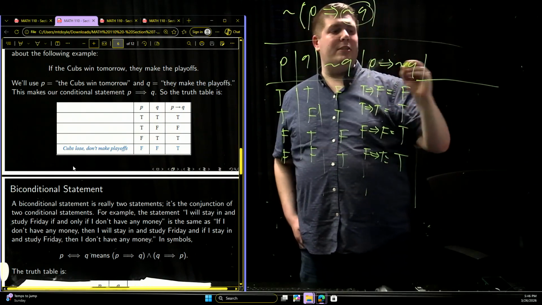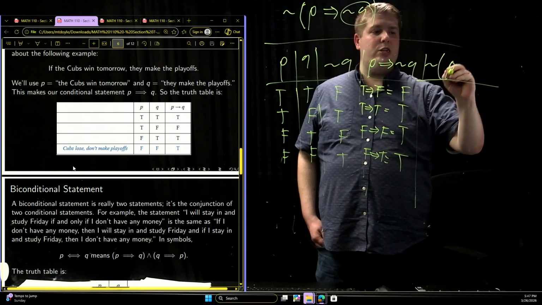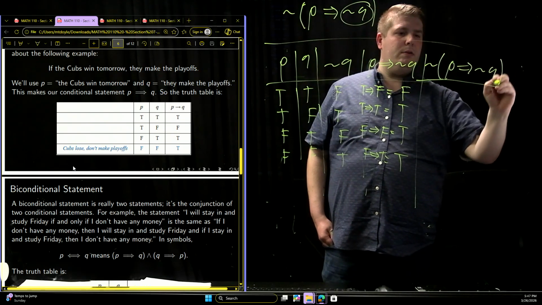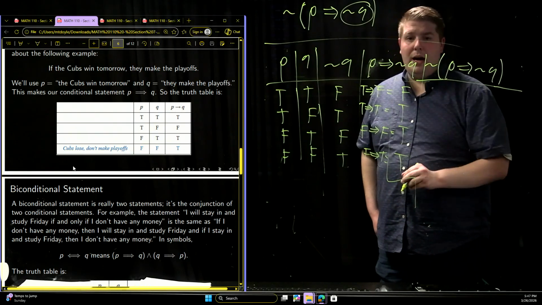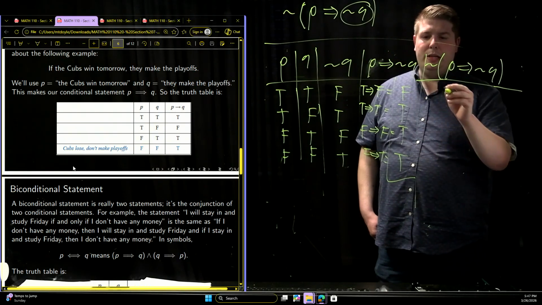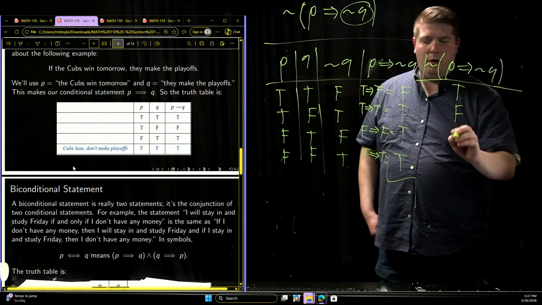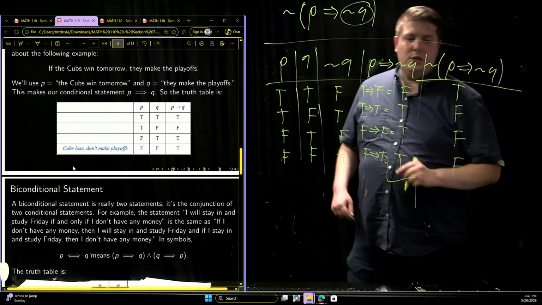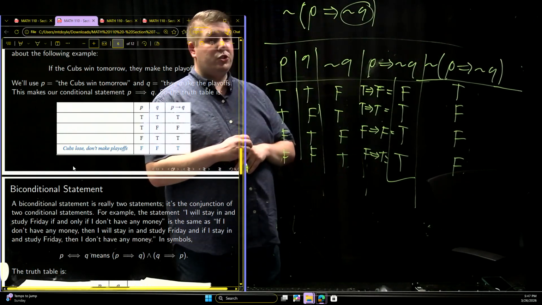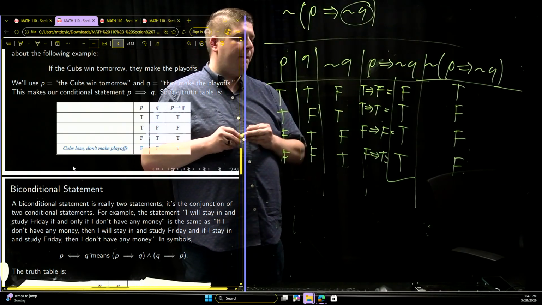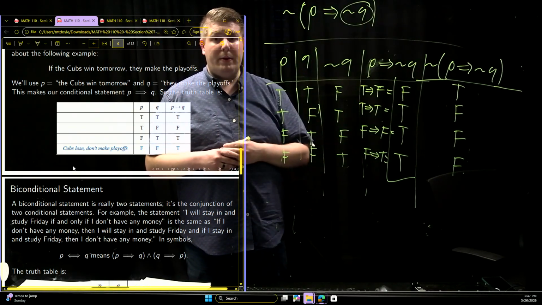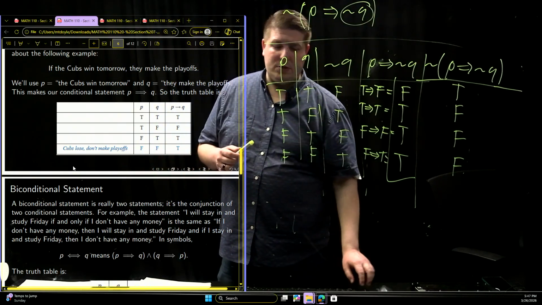Now we have the last one. We're still not done. We have to negate all that. So negation of P implies not Q. We're looking at these ones, and so we just do the opposite of those. So it's true, false, false, false. So the only way that this statement is true is if P is true and Q is true as well. Any other way we construct this makes this a false argument.